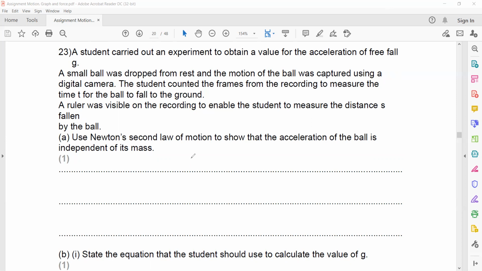So how can we show acceleration does not depend on the mass? According to Newton's second law, the resultant force is equal to ma. And for a falling object without air resistance, weight is the resultant force. So resultant force is equal to weight, and weight is equal to mg. So mg is equal to ma. m will cancel with m. So a is equal to g. So it shows that in the expression of acceleration, it does not include mass.